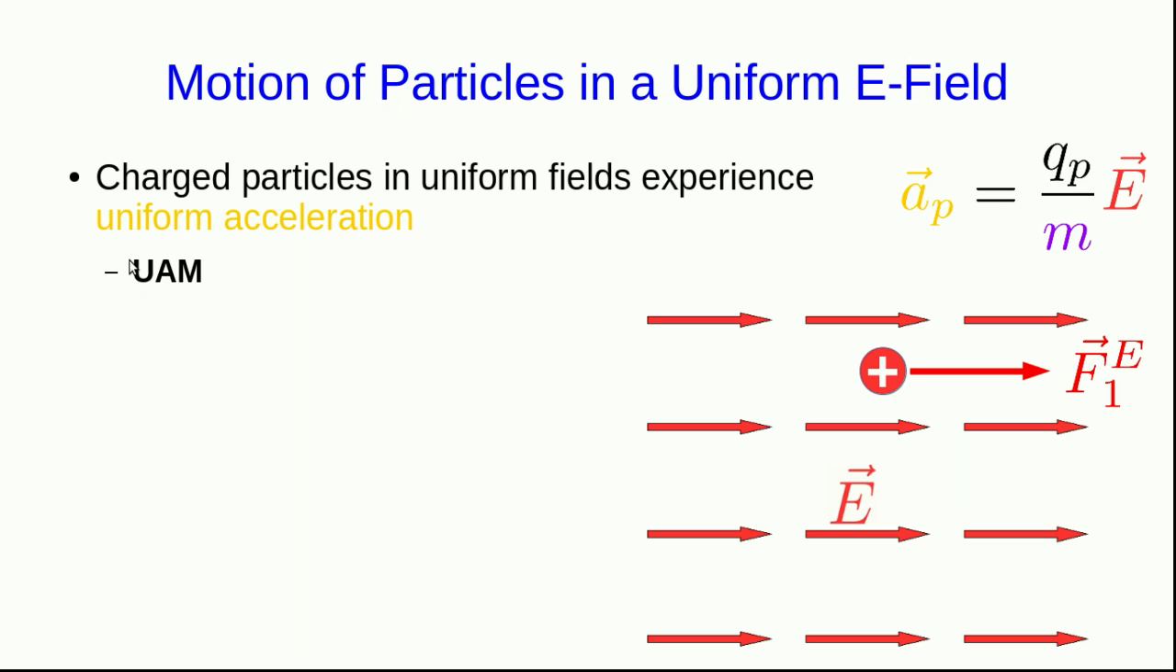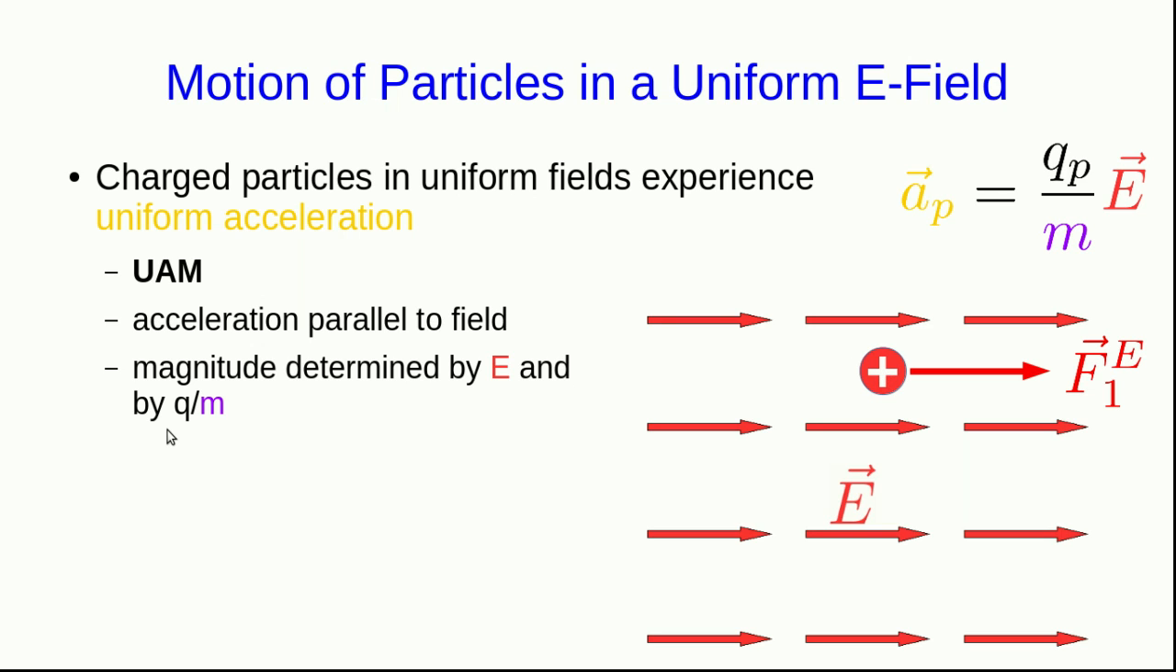And so we'll have all the UAM, uniformly accelerated motion, methods that we're familiar with from Phys 1104 to use in situations like this. The acceleration is going to be parallel to the field. In the case of a positive charge, it'll point in the same direction as the field, and in the case of a negative charge, the acceleration will be in the opposite direction to the field. And the magnitude of the acceleration will be determined both by the E-field strength and by the charge-to-mass ratio.